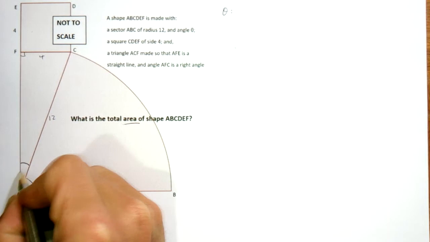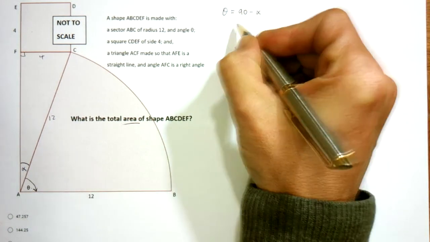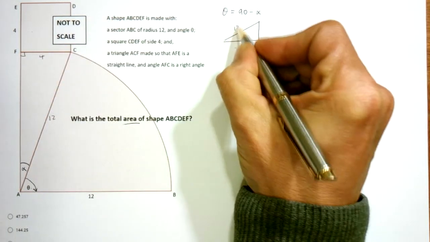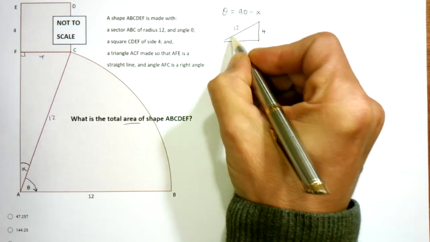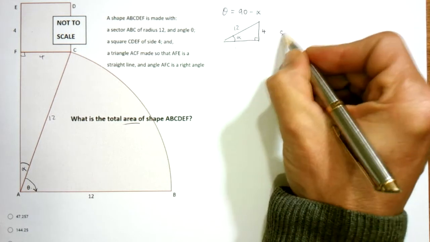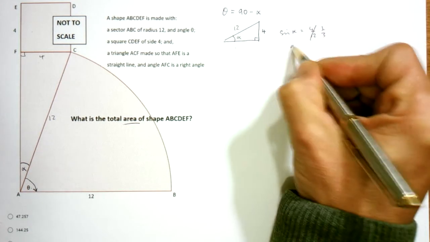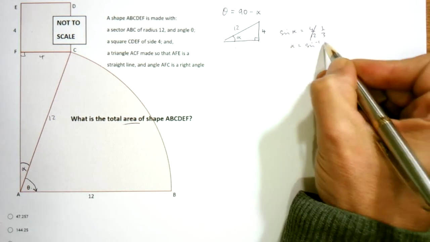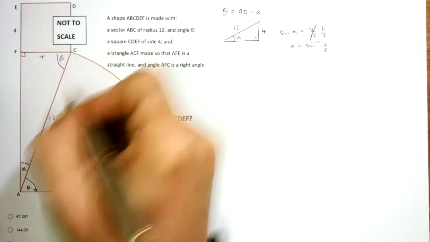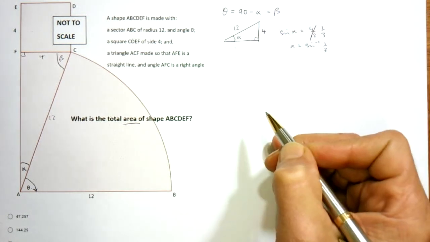We can find this angle, so theta is equal to 90 minus alpha, and alpha in the right angle triangle, we've got a hypotenuse of 12, one of the sides is 4, and that's alpha. So sine of alpha is equal to 4 over 12, which is a third. So alpha is sine minus 1 of a third. And we could call that beta because this is also then the same.